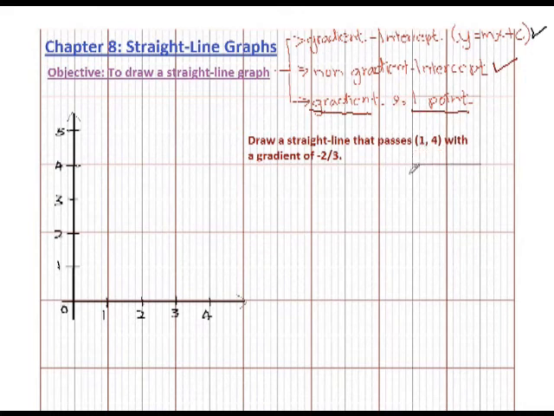1, 4. Let's plot the first point on the axis. 1, 4. And now the gradient is equal to negative 2 over 3, and we know that gradient is equal to rise over run, which means that we need to go down 2 units, and we move to the right for 3 units from 1 and 4. Go down 2 units from 4, we reach 2. And we run for 3 units from 1, so we reach 4.